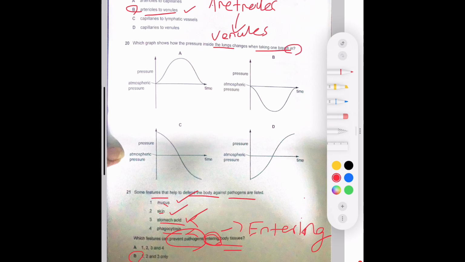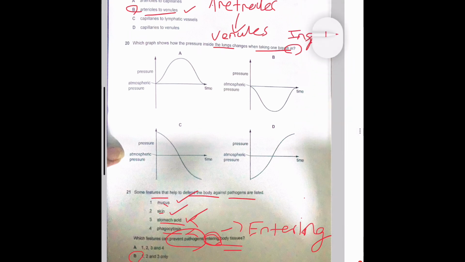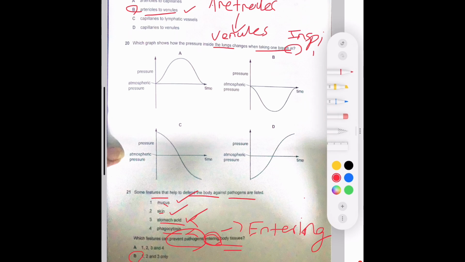Now, question 20. How does the pressure inside the lungs change when taking one breath in? Well, when we inspire, we are taking the breath in. So the pressure from the outside would decrease. And as a result, it would be B. That is reasonable.